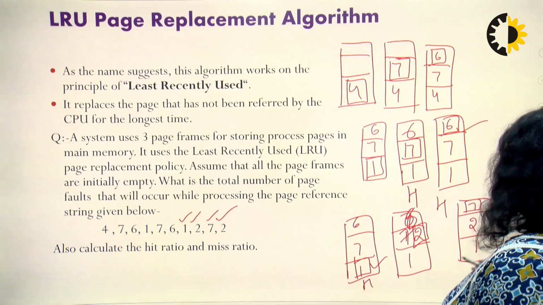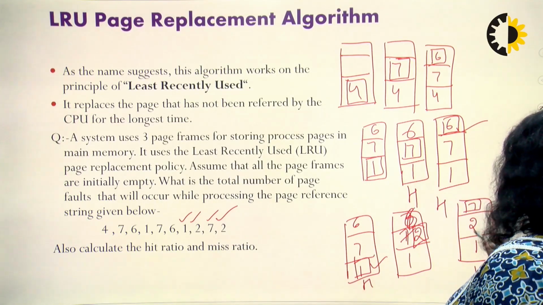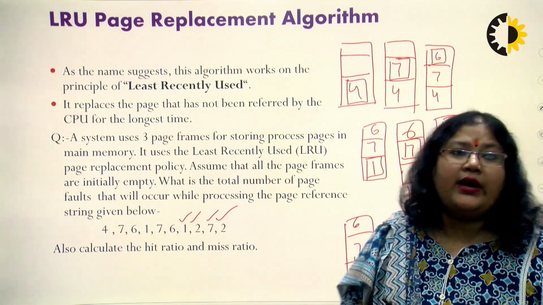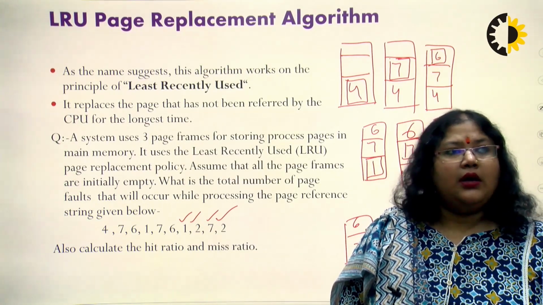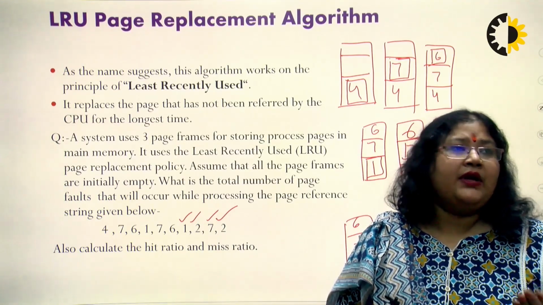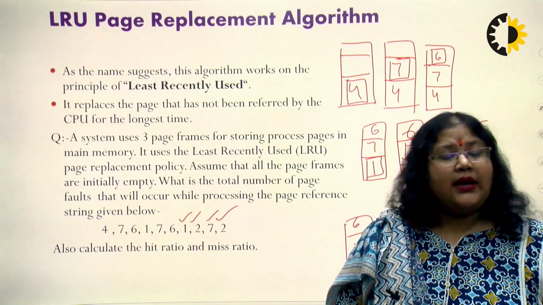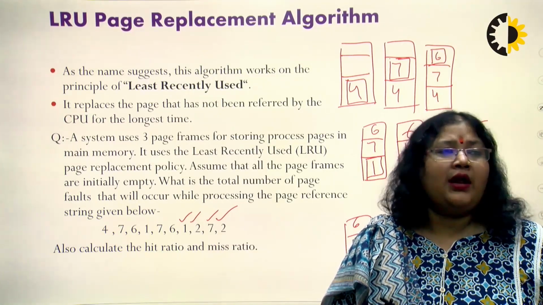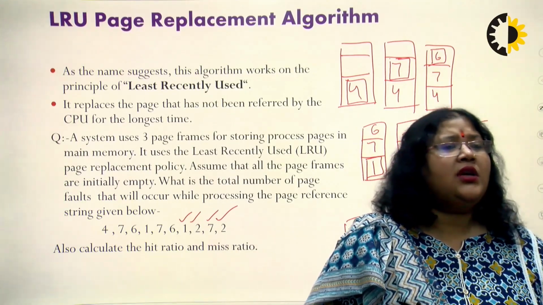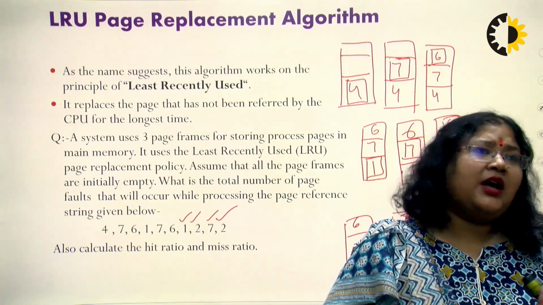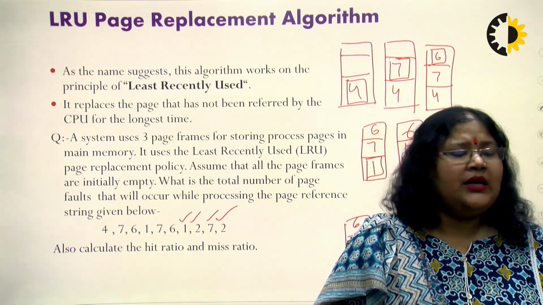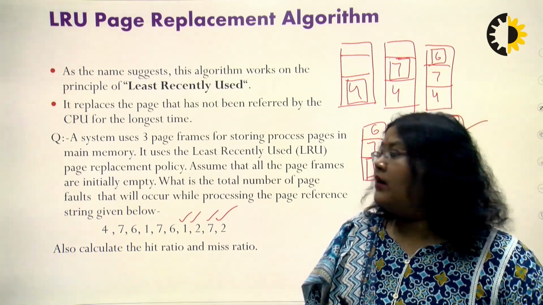Now 2 is already present, so it is a hit. So how many hits are there? There are already 4 hits. So in FIFO, the hits are not the same in every question. But in this question, the hit values are the same in FIFO and LRU. So it is not considered that if this question has a total of 4 hits in FIFO and LRU, then every question is the same. No, it is different accordingly, right?